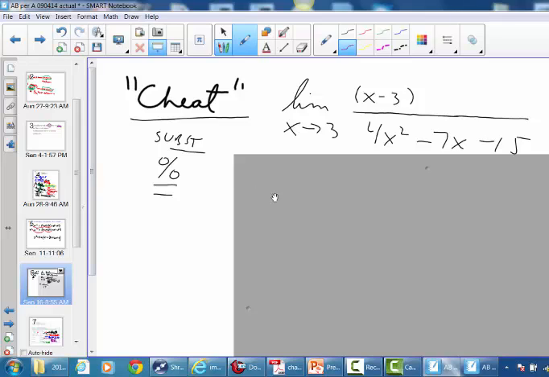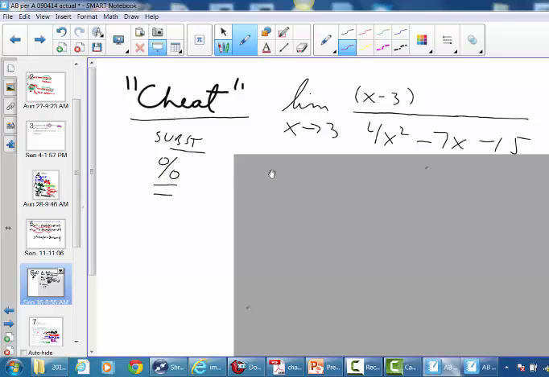And there is a way of sort of cheating in these situations if you substitute and get 0 over 0. So for example here, if I replace x by 3, I get 0. 3 squared is 9 times 4 is 36. 3 times 7 is 21. 36 minus 21 happens to be 15, and 15 minus 15 is 0.